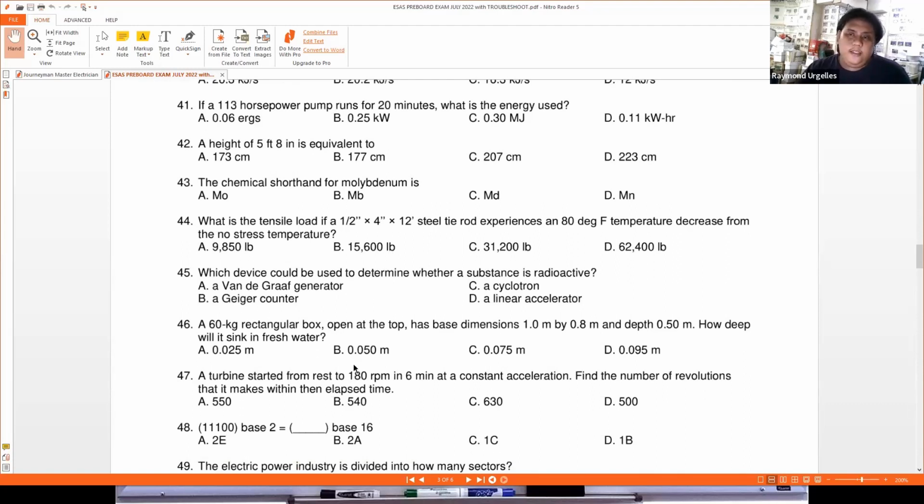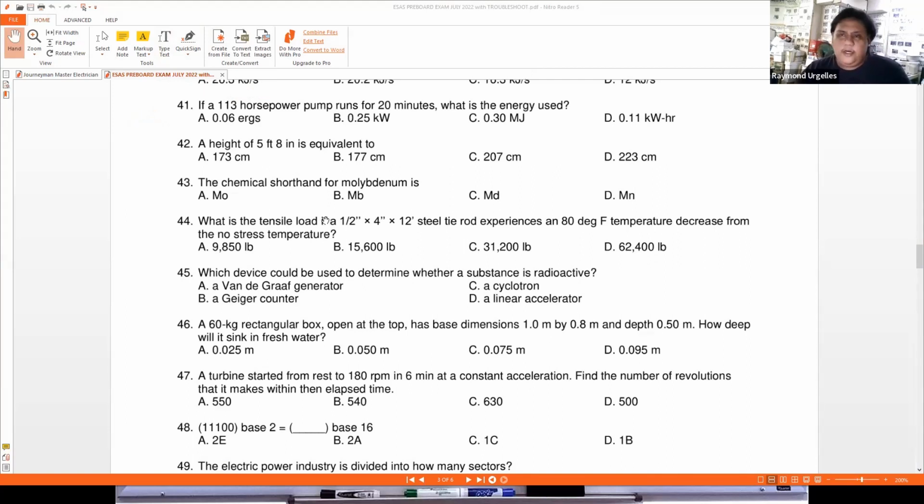Okay? So again, this 113 horsepower. May troubleshoot dito. Again, the troubleshoot here is this should be 1/3. Isa rin yan sa mga common troubleshoot. Pero most likely, if ever na magiging troubleshoot yan sa board exam, yung makikita nyo is ganito. Mukha lang siyang 1/13. Parang 1 tapos vertical line 3 yung makikita nyo, so kaya maiintindihan nyo pa rin na 1/3.